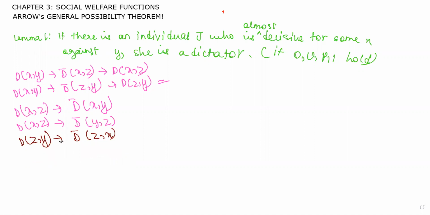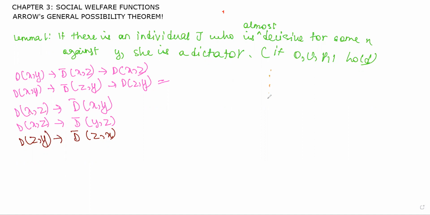Okay, let's do a few more pairs. This is, again, a remarkable one, one of my favorite ones it has to be. Okay. So we started from almost decisiveness for X against Y. From that, we obtained full decisiveness for X against Z. From which, we obtained partial decisiveness for X against Z. From this, we obtained these two. Right? And again, this implied this. And from here, we obtained this.